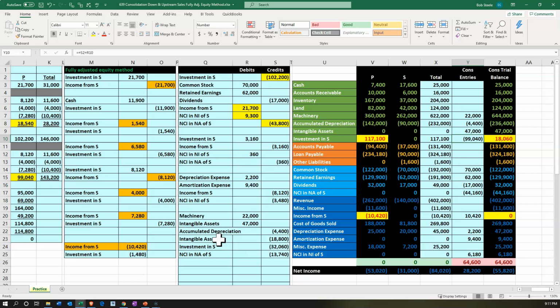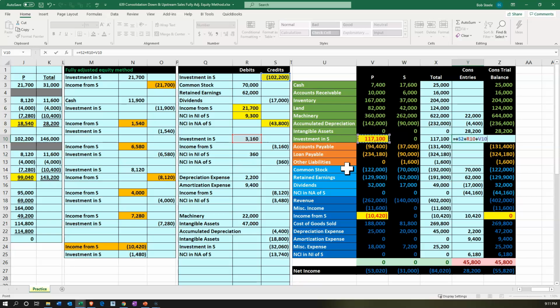I'm going to say, where am I right here? I'm going to say F2 plus F2. We're going to bring that on back down. Then we've got the investment in S. So the investment in S is going to be here.